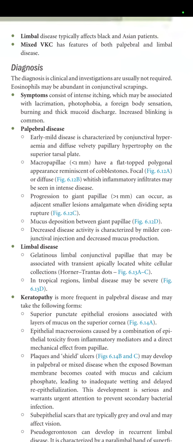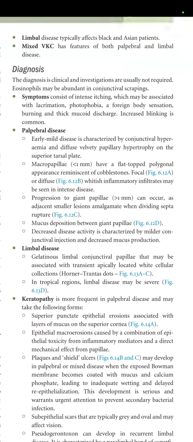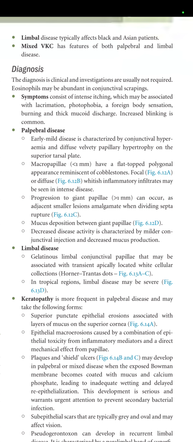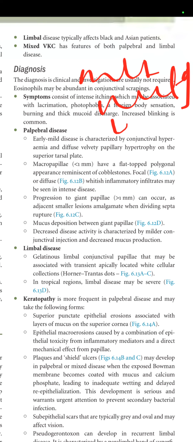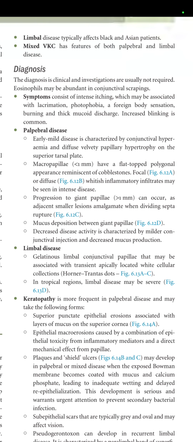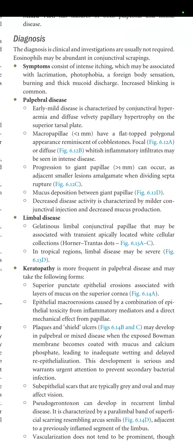Symptoms consist of intense itching, which may be associated with lacrimation, photophobia, foreign body sensation, burning, and thick mucoid discharge. Increased blinking is common. Patients usually present with very intense itching, and there will be watery discharge, and there can be a mucoid discharge as well. Palpebral disease and limbal disease.